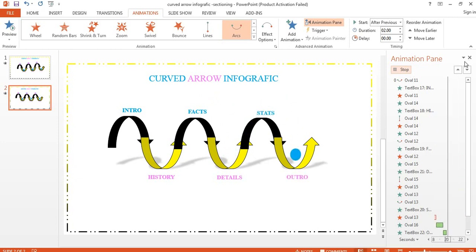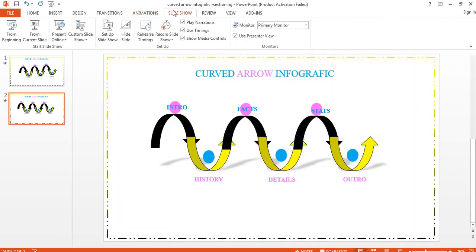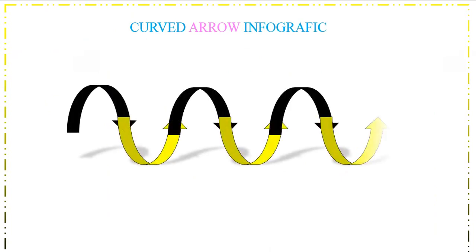Now close this and slideshow. Wipe in appears. Then the pause. Float out history. Pause. Facts appears. Float in. Details appears. Then fade. So this is the way how to do attractive animation curved arrow infographic.